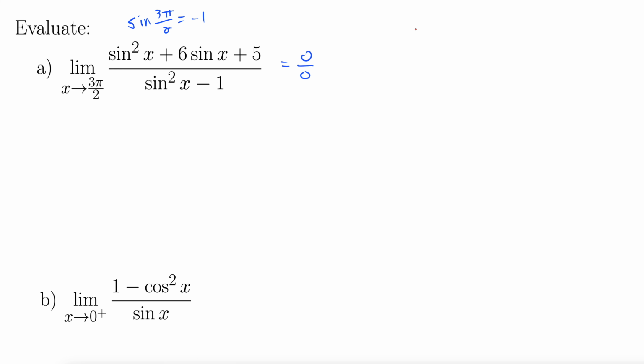Note that this thing is of the form u squared plus 6u plus 5 over u squared minus 1. That we could easily factor on the top and the bottom and hopefully get some cancellation. So we'll do the same thing here with sine. Let's do the limit, still as x goes to 3 pi over 2, and we can factor this. I'm thinking (sine x plus 1)(sine x plus 5).